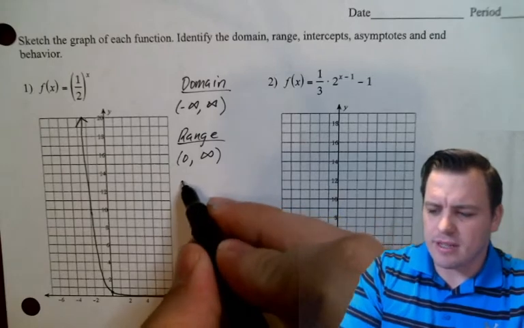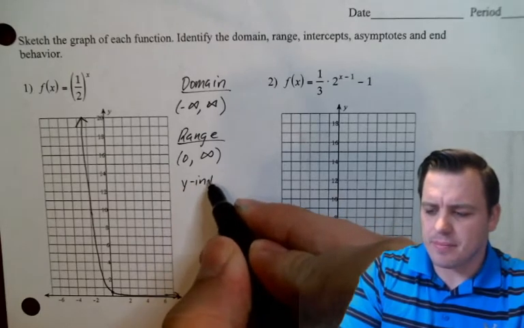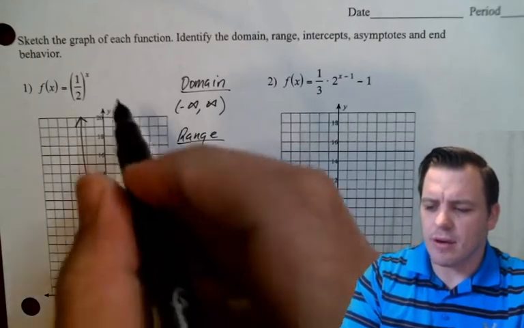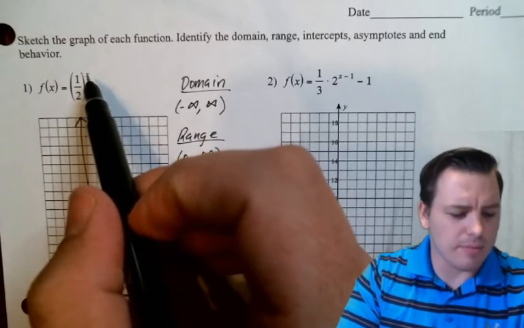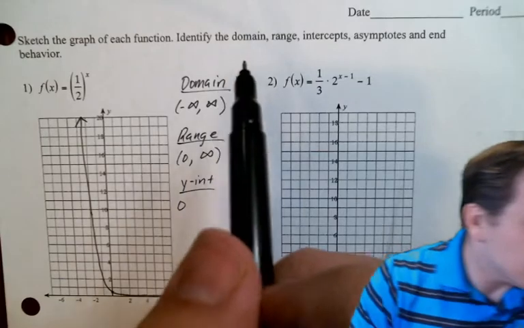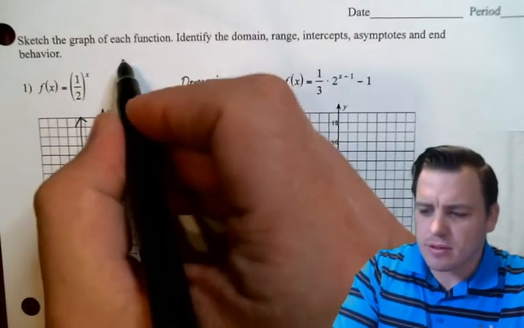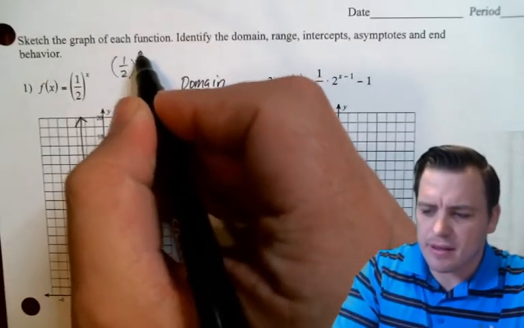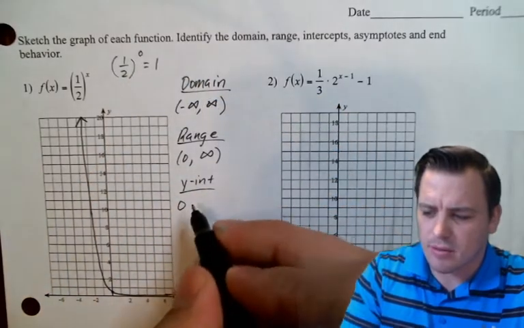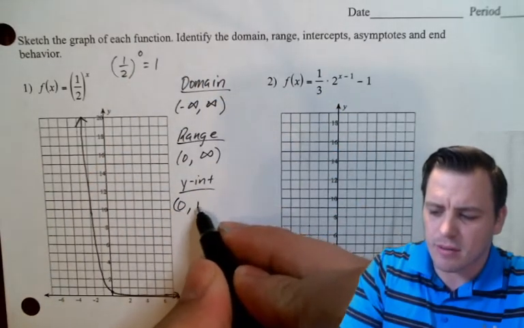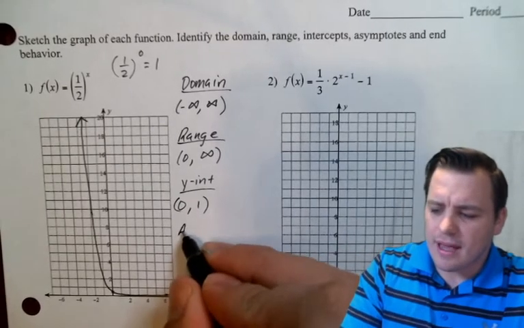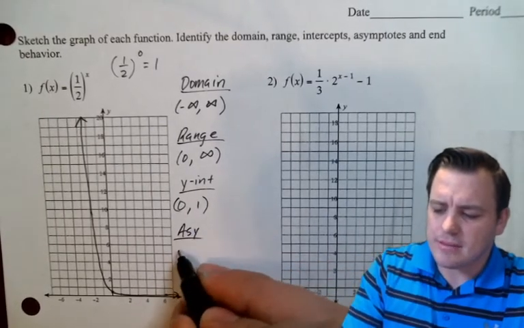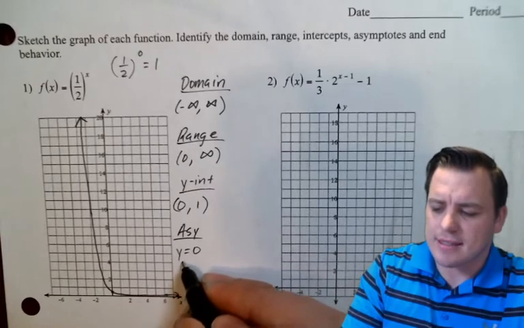My y-intercept: think about this. When x is 0, anything to the 0 power, so 1/2 to the 0 power, is 1. So when x is 0, y is 1. So the y-intercept is (0, 1). You have an asymptote at y equals 0, or the x-axis.